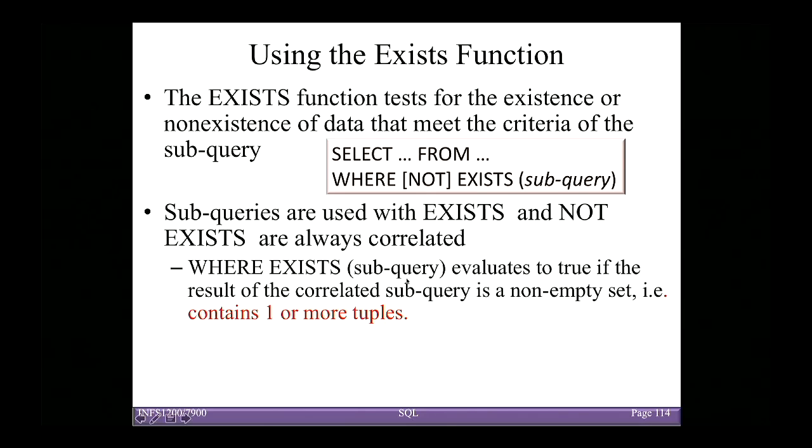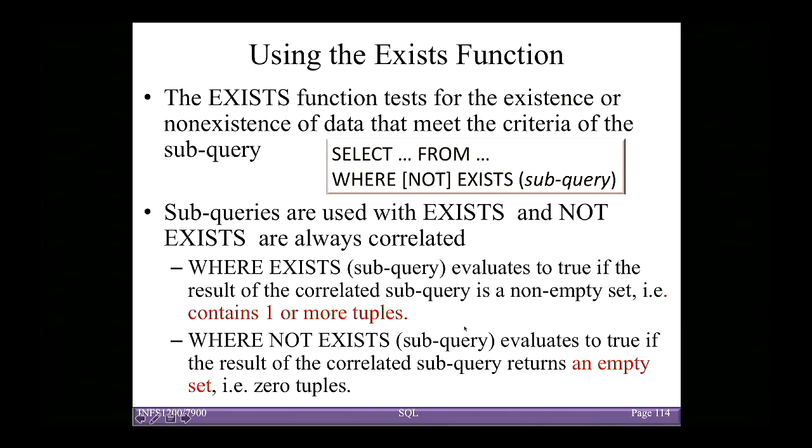Where exists evaluates to true if the result of the correlated subquery is not empty, at least one, it has at least 1 tuple. And where not exists evaluates to true if the result of the correlated subquery returns an empty set, i.e. nothing is there.